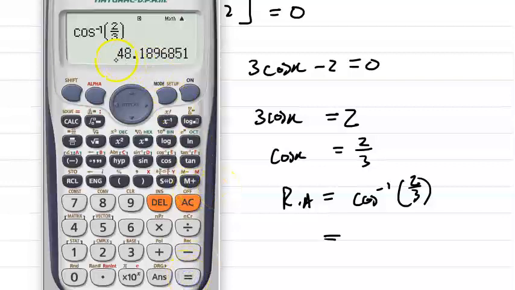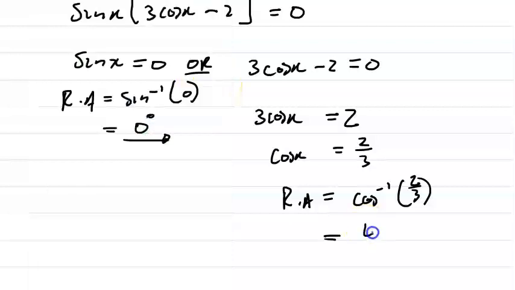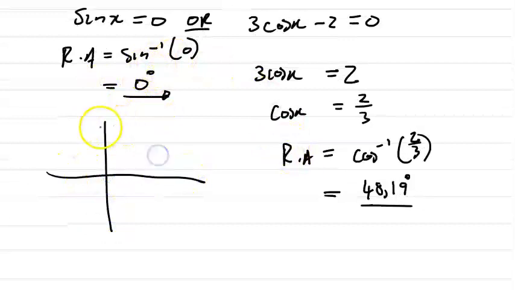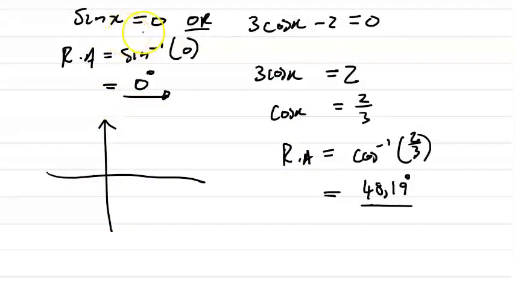So here we are left with 48.189. So we'll round up to 2 decimal places. So this will be 48.19 degrees. 48.19 degrees is my reference angle there. So at this particular stage, learners, it's important for you now to know your CAST diagram. The CAST diagram is important because we need to see where sine is positive in this case and where cos is positive in this case on our CAST diagram.